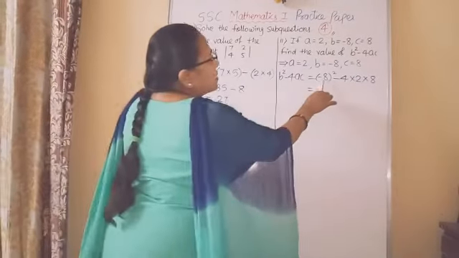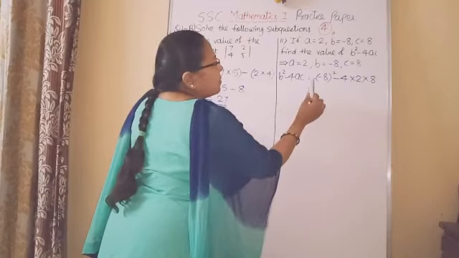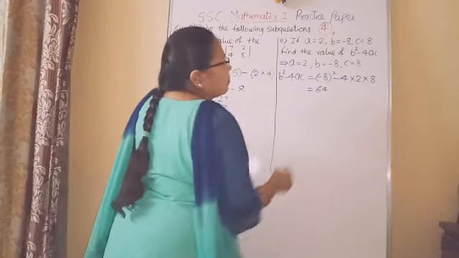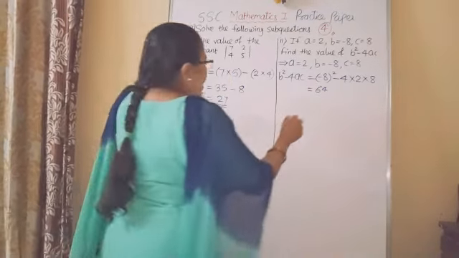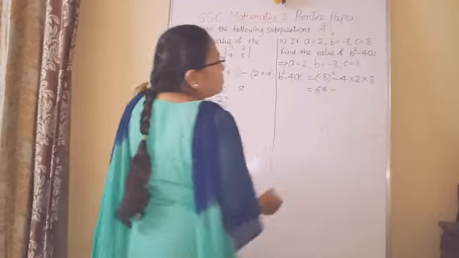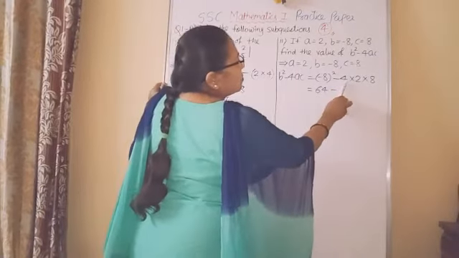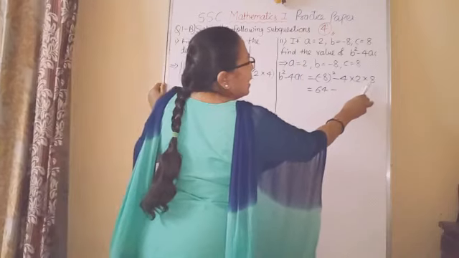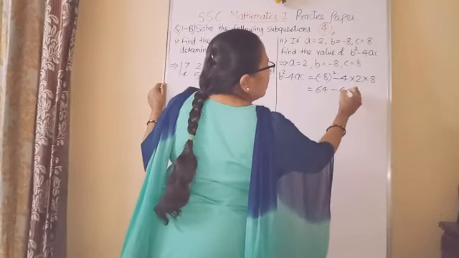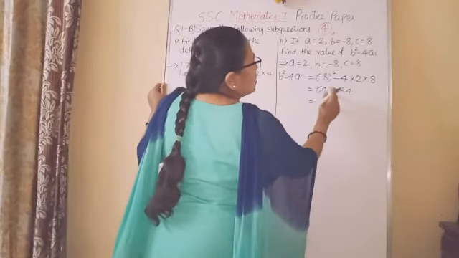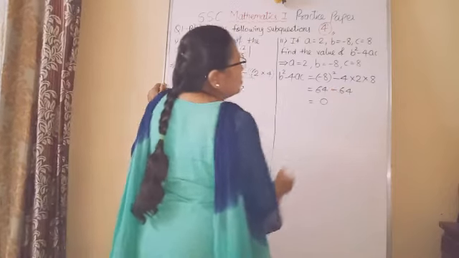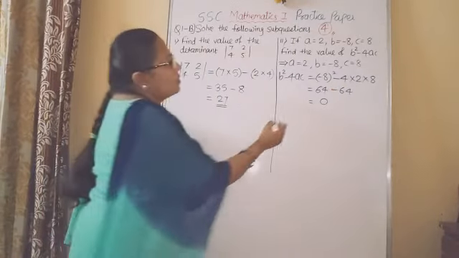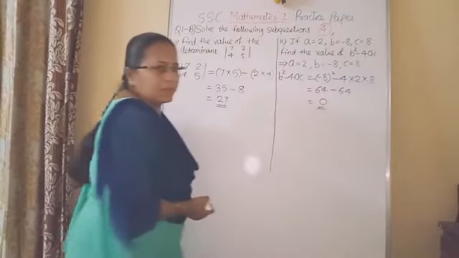Okay. Now make it square. Minus 8 square is plus 64. Minus. Multiply this. 4 2s are 8, 8 8s are 64. So 64 minus 64 is 0. So this is the answer.